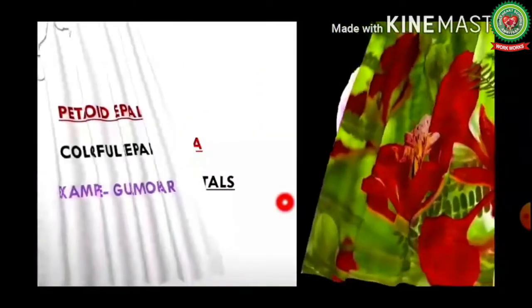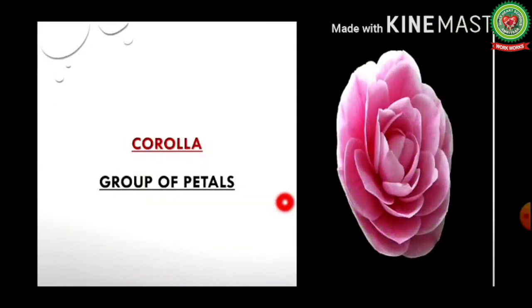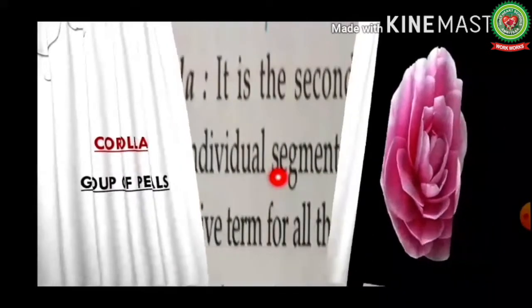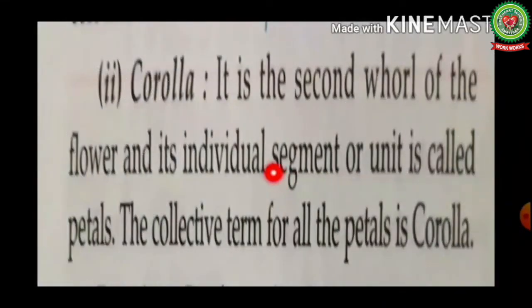Second whorl of a flower is corolla. Corolla is a group of petals. It is the second whorl of the flower and its individual segment or unit is called petals. The collective term for all the petals is corolla.